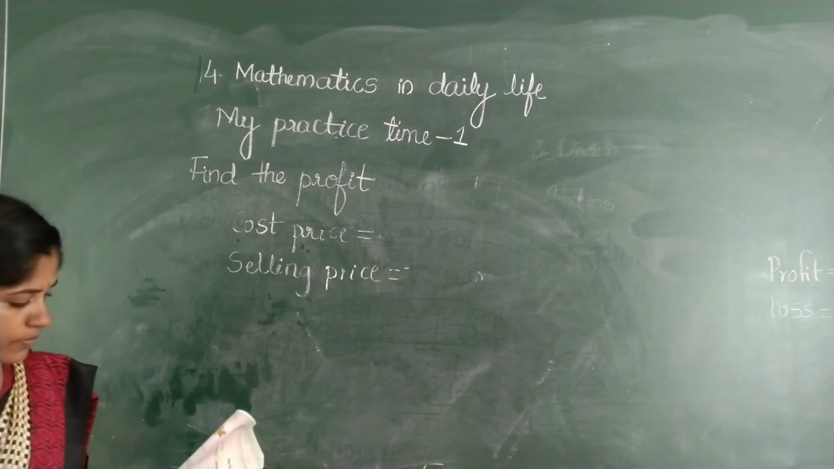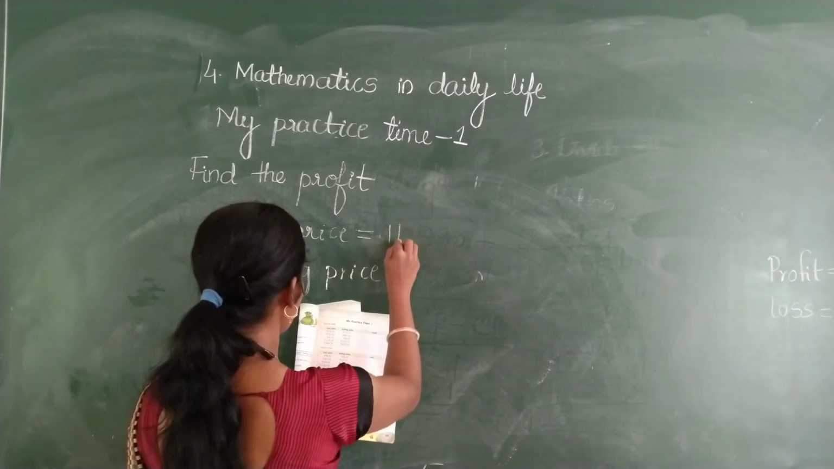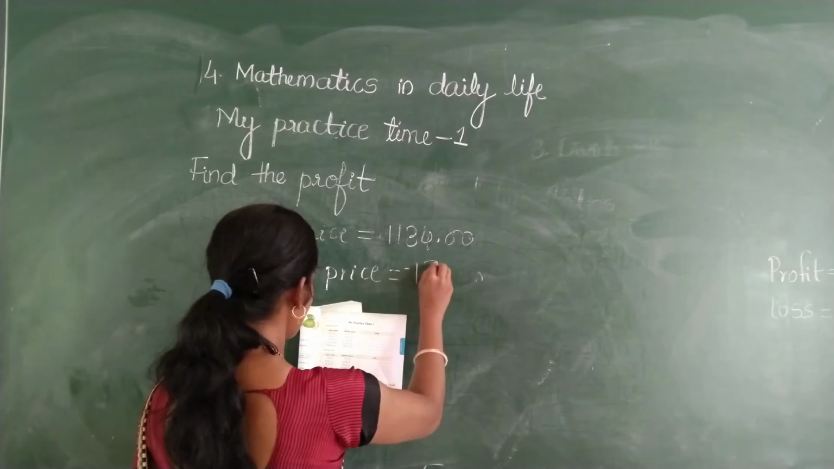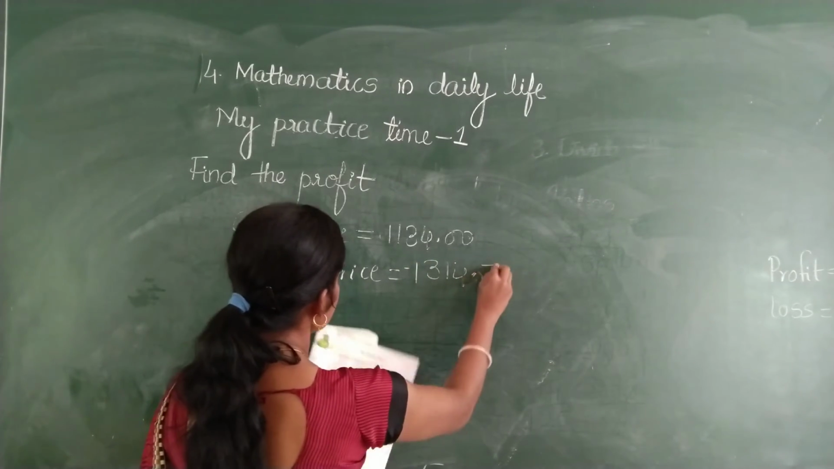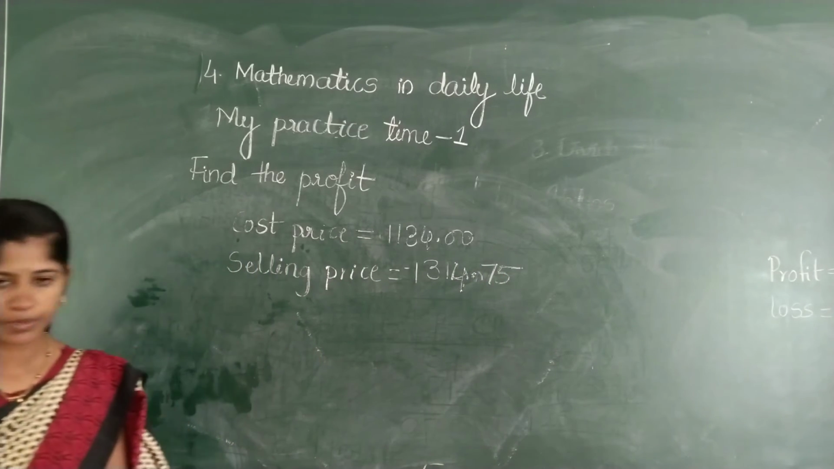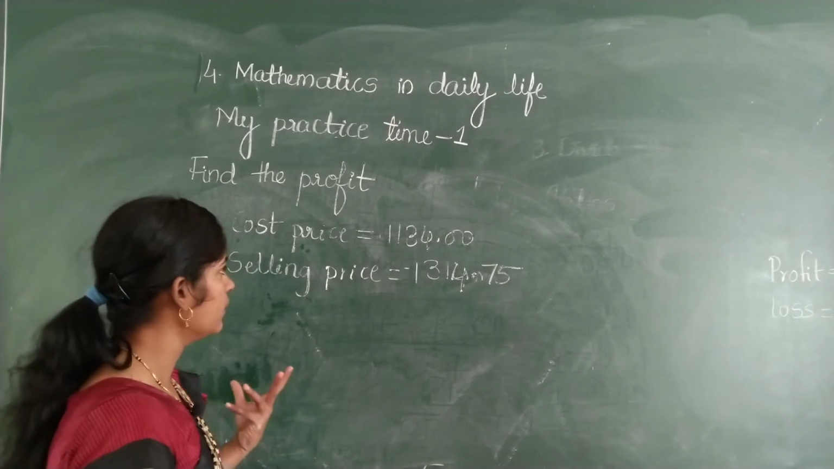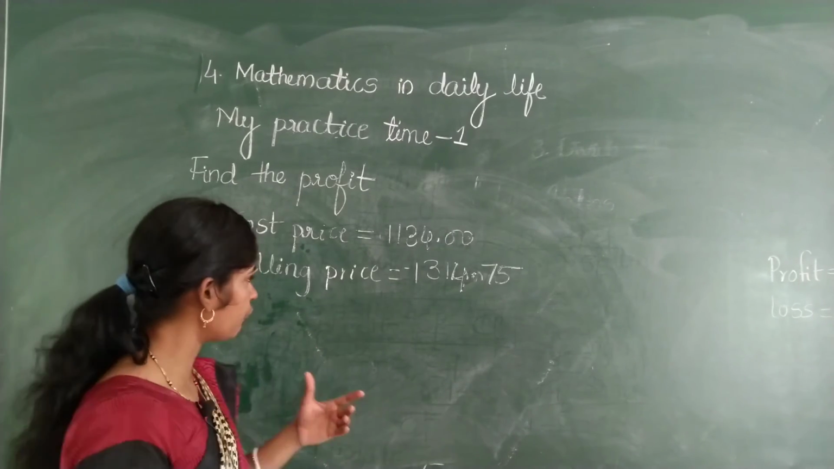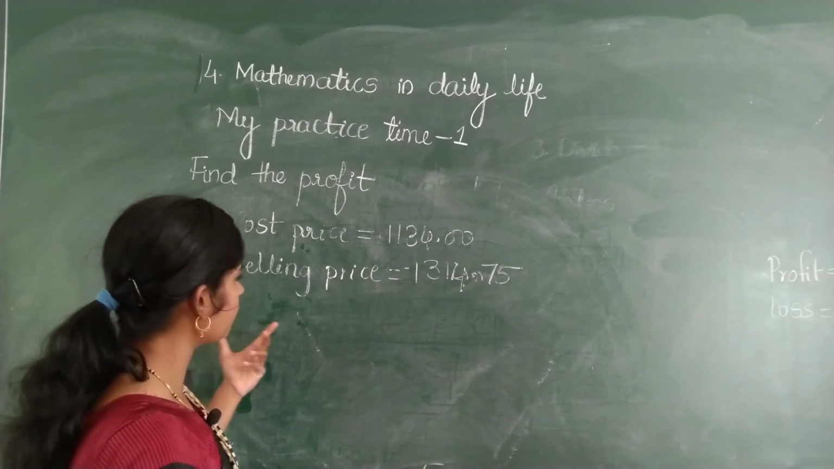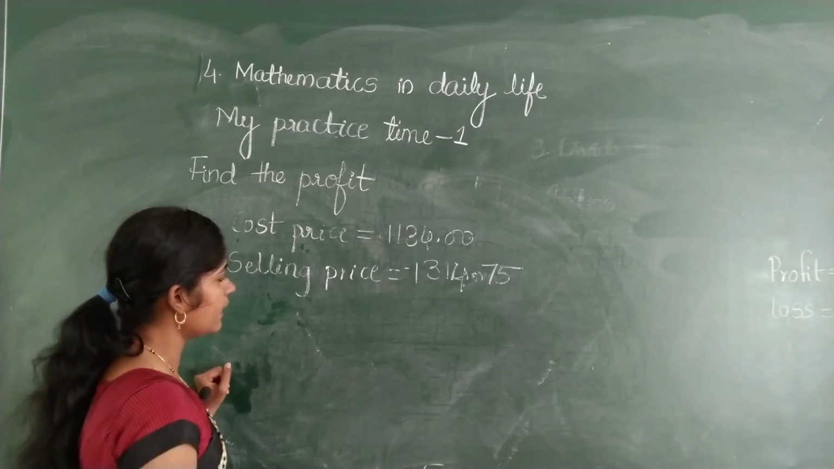See here, I will take cost price as 1134 rupees and the selling price as 1314 rupees 75 paisa. For example, you take it as a fan. One person has purchased a fan for 1134 rupees and after that he sold it for 1314 rupees 75 paisa. Then see here how to do this.